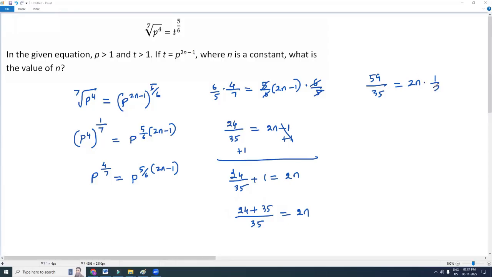For that, we have to multiply both sides by 1 over 2. When I do so, this 2 will cancel out. 1 times 59 is 59. 2 times 35 is 70. On the right side, we have n. Here I got the value of n, that is 59 over 70.